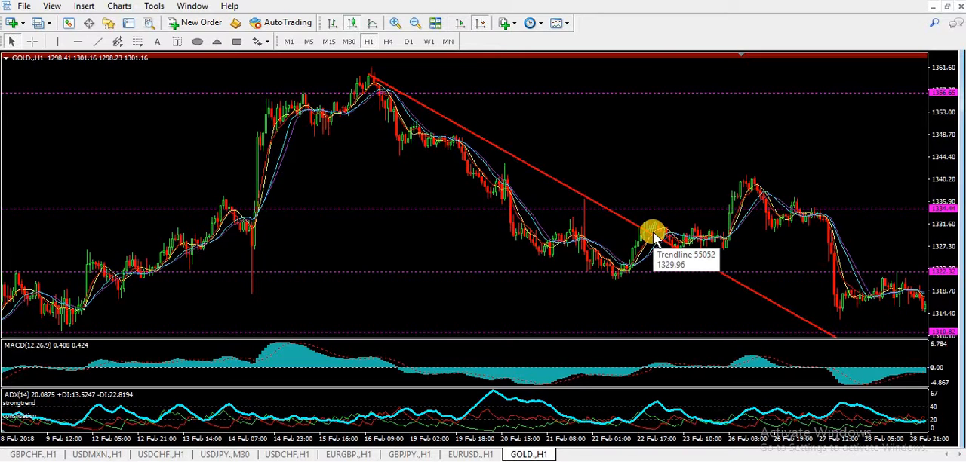Okay. Or if you want to be safe, just exit it at the point of resistance. At the point of resistance.